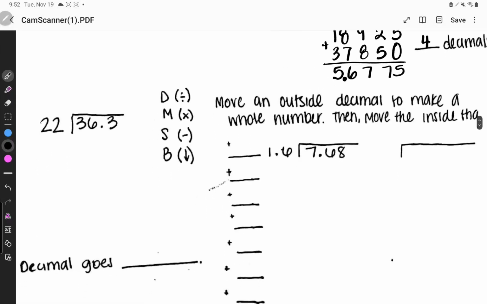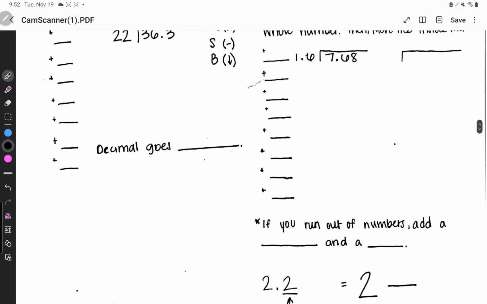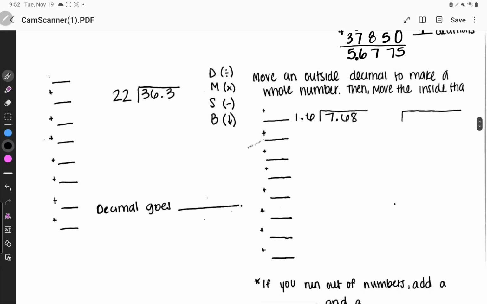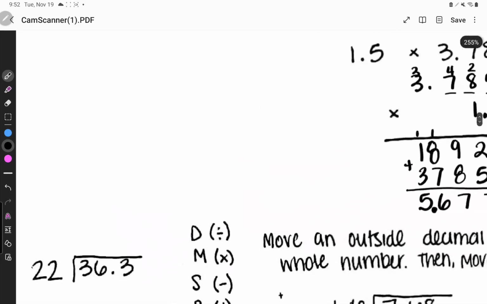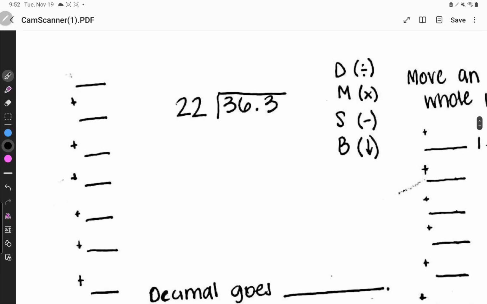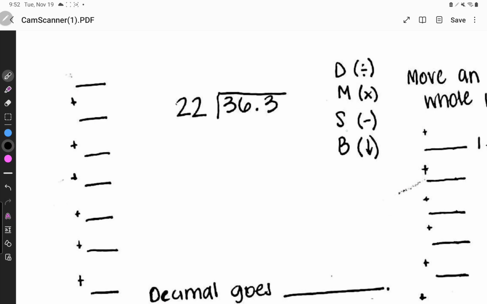The next one is dividing decimals. So there are 2 different ways that we divide decimals. The first one over here is if you just have a whole number on the outside. The way to remember the order in which you divide is, does McDonald's sell burgers? So you start by dividing, then you multiply, then you subtract, and then you bring down, and then you go back up to the top until you run out of numbers.